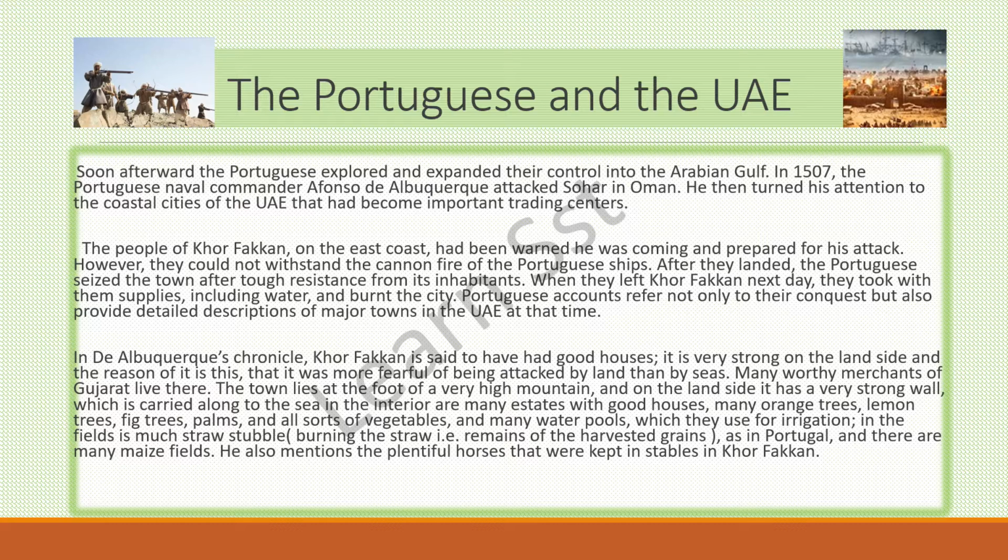So this is what we have to remember over here: in 1507, this particular naval commander Alfonso de Albuquerque attacked the region of Sohar, which is in Oman, and afterwards he turned his attention towards the UAE. And why did he turn his attention towards the coastal cities of the UAE? Because they were important trading centers, or you can say hubs for commercial activities.